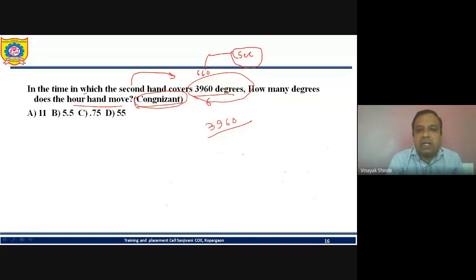You can convert this 660 seconds into minutes. 660 seconds means how many minutes? Divided by 60, it is 11 minutes. Right? Means 3960 degrees is nothing but 11 minutes.